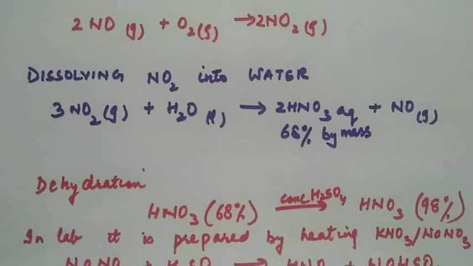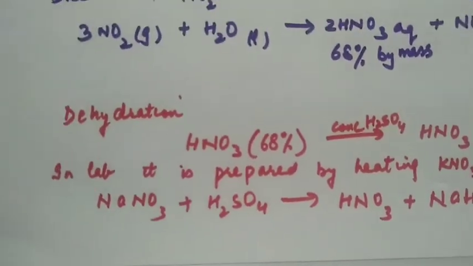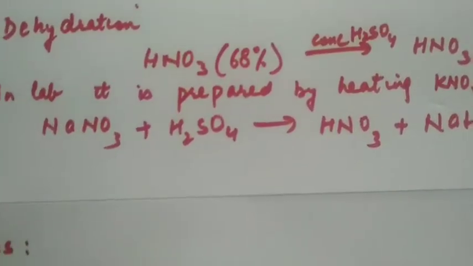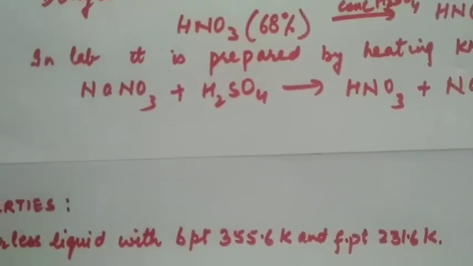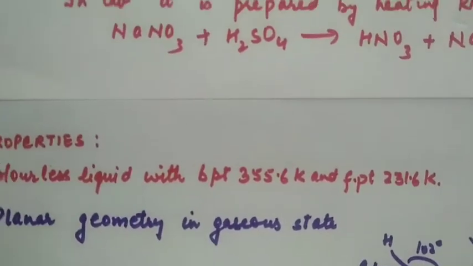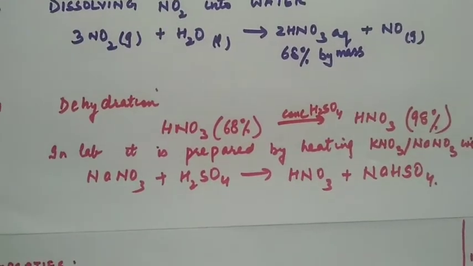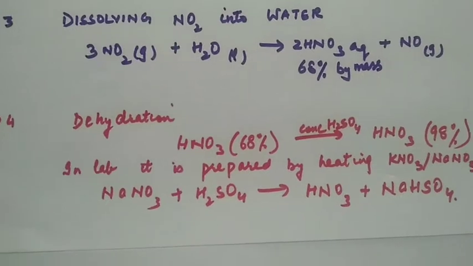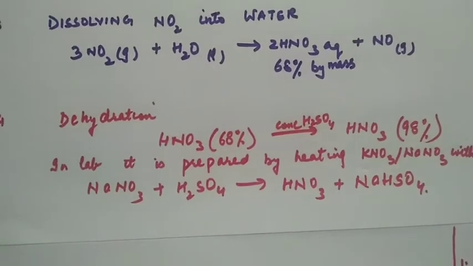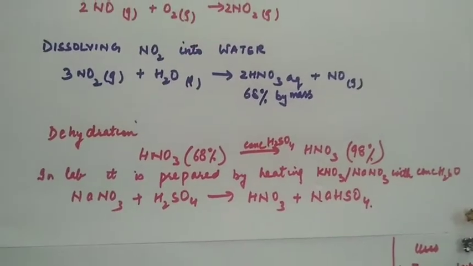In case it is to be used in higher concentrations, it can be concentrated by distilling up to about 68% by mass, and later this can be further concentrated by dehydration with concentrated sulfuric acid to get about 98% pure nitric acid. This process is called dehydration. In the laboratory, nitric acid is prepared by heating potassium nitrate or sodium nitrate with concentrated sulfuric acid.